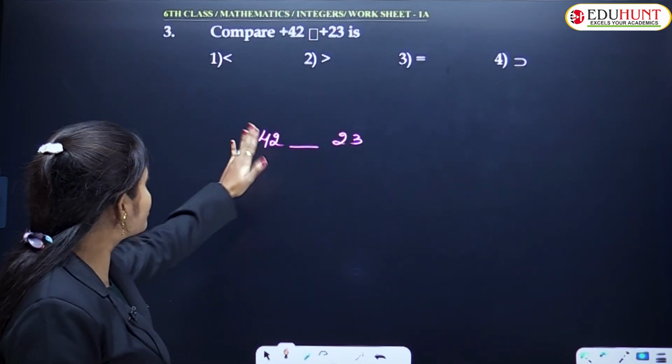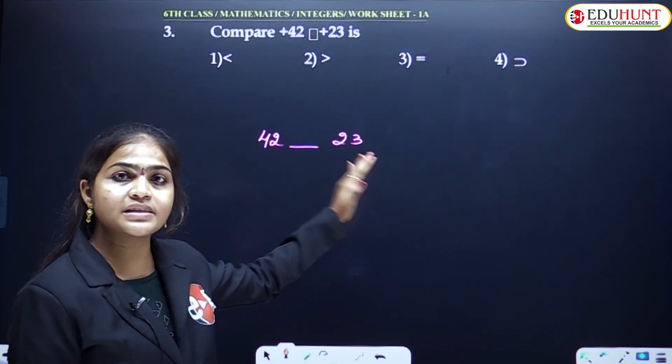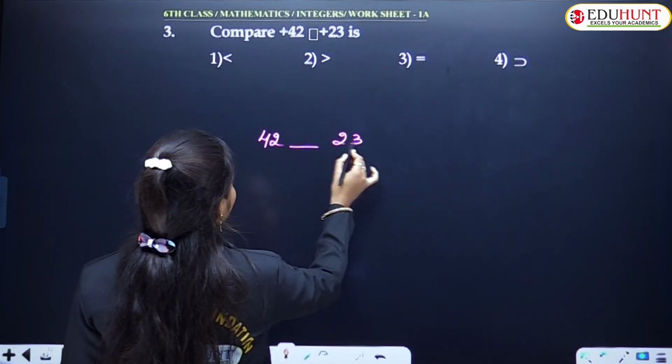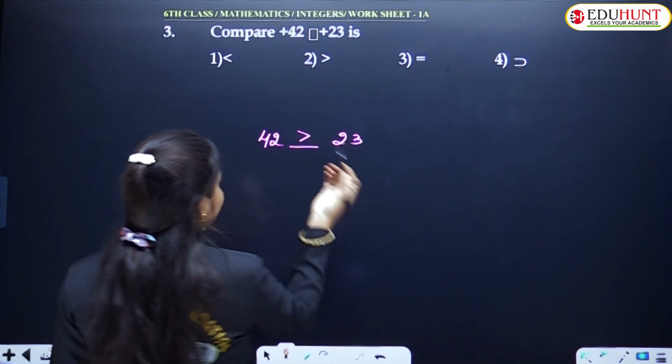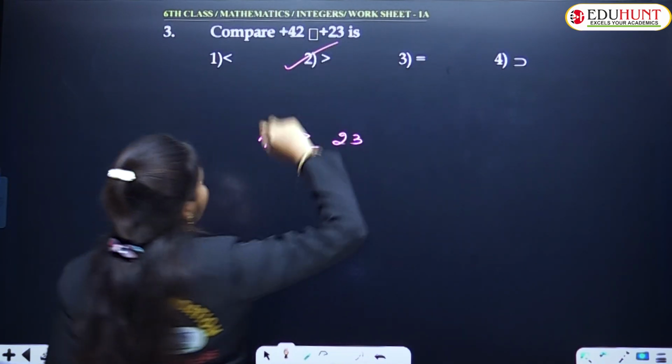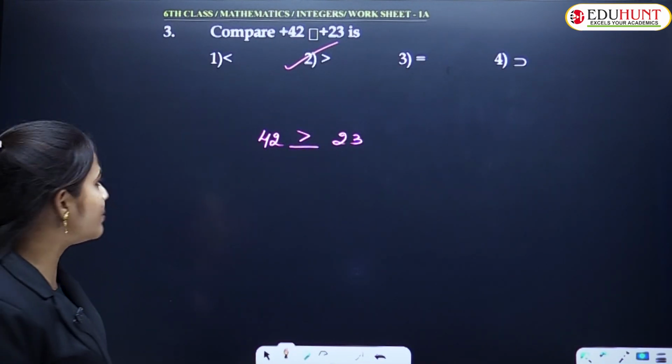If those two numbers have any negative numbers, then you have to check that. Just see: 42, 23. So 42 is greater than 23. We know that, right? So which option is correct? Second option is correct. That is the greater than symbol.